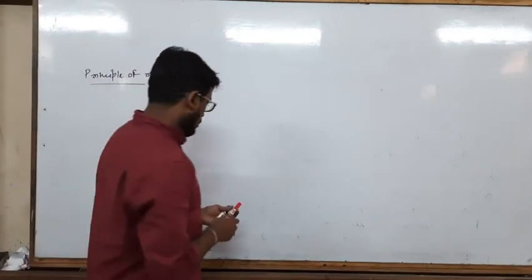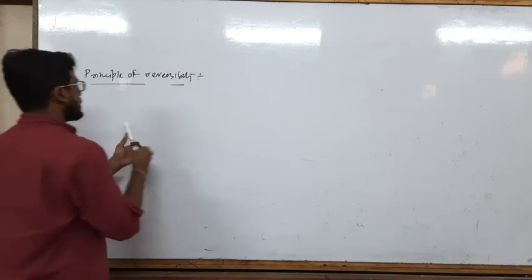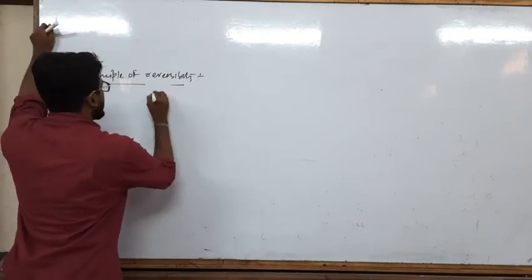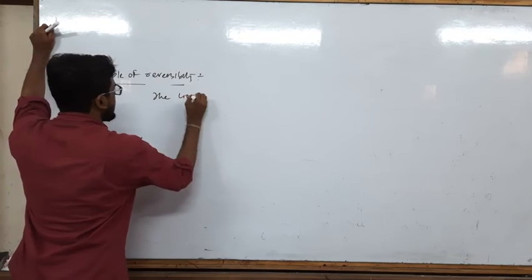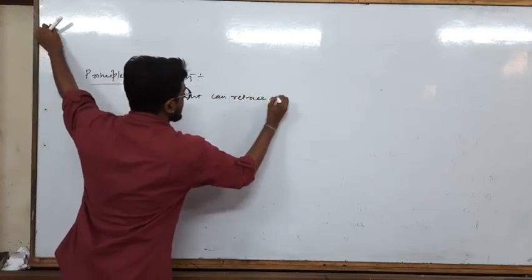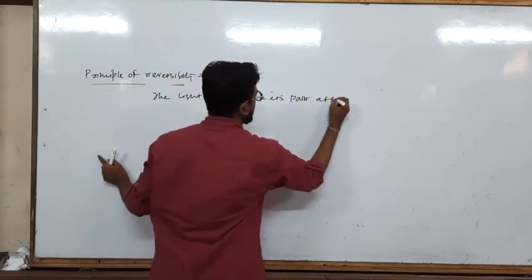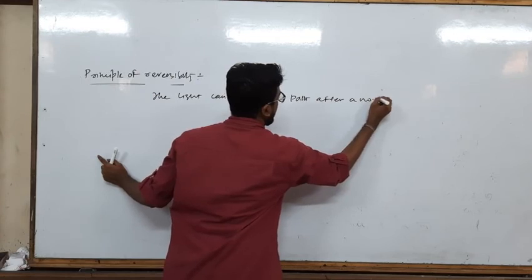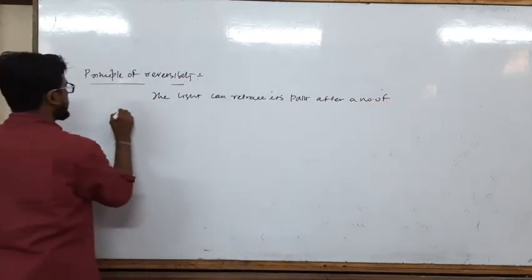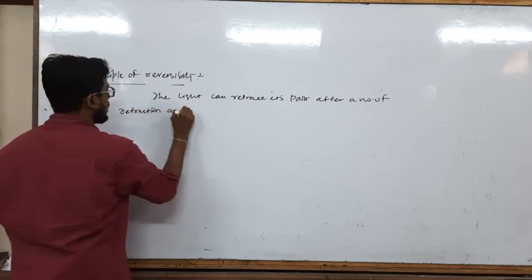Okay, so next we are going to discuss what the principle of reversibility is. That means, what is the principle of reversibility? The light can retrace its path after a number of refractions and reflections.